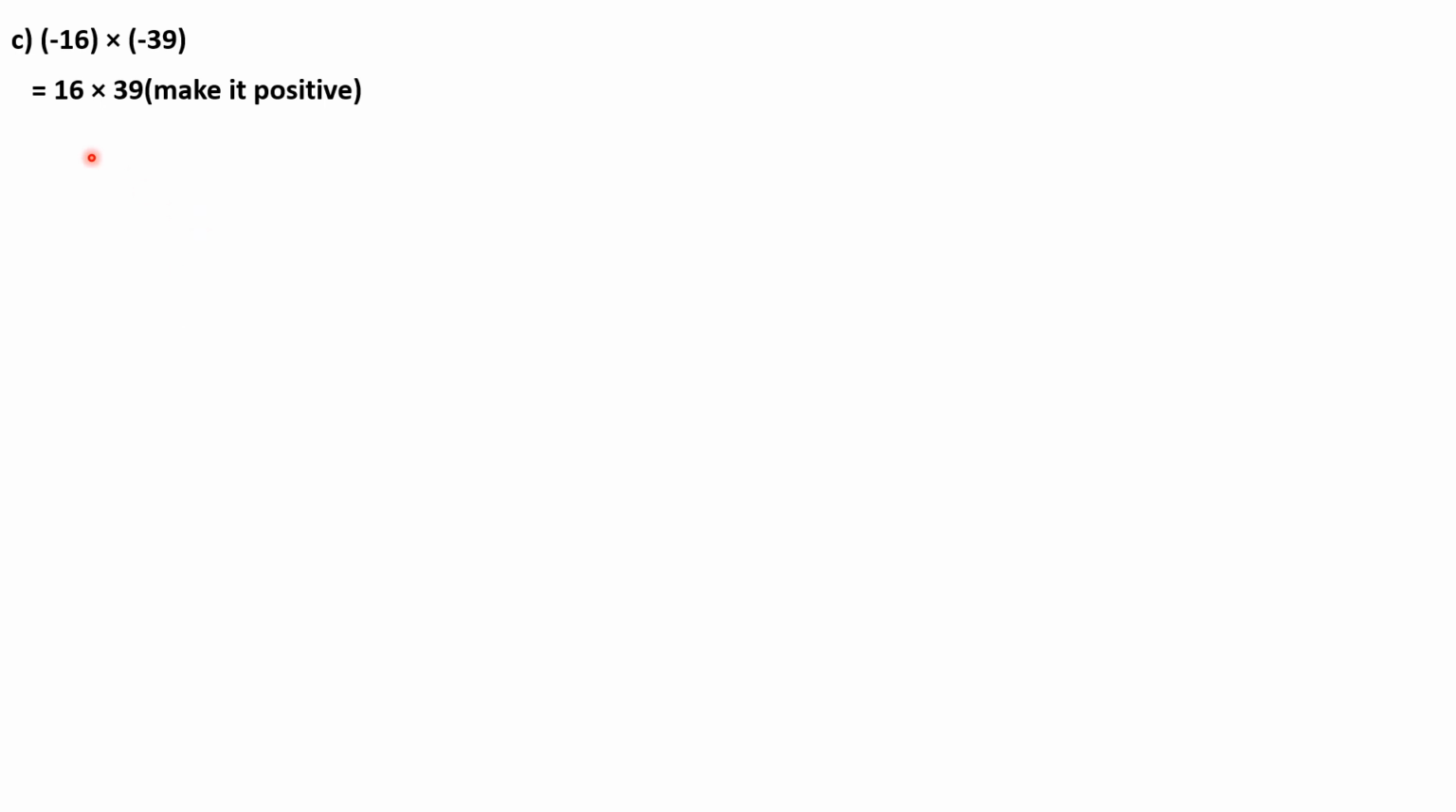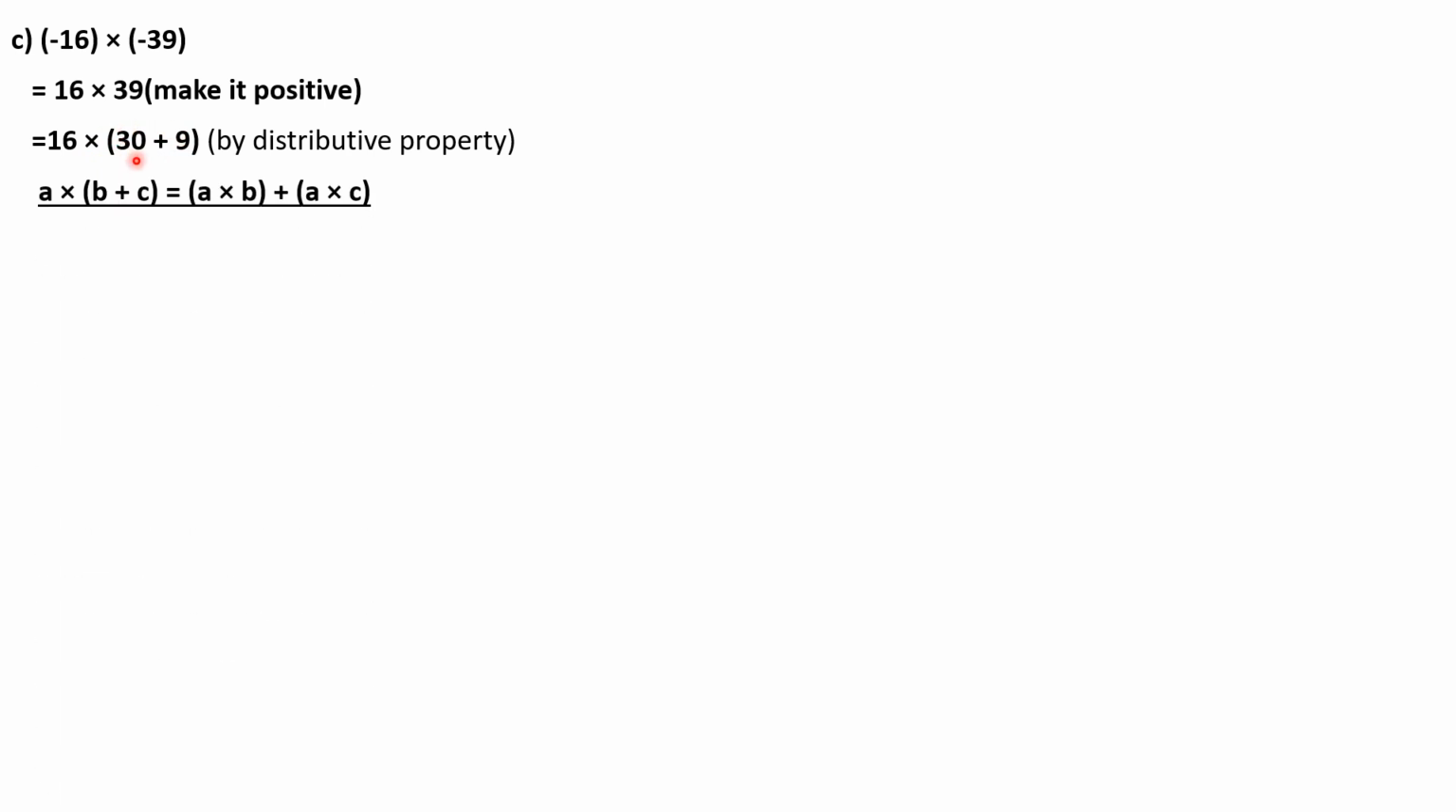Now 16 into minus 16 into minus 39. First, to avoid confusion, let us make this positive. After making this positive, I am going to convert this 39 as 30 plus 9. So again, which form is given? Now the left hand side form is given, that is A into (B plus C). So my answer should be in the right hand side form, that is A into B plus A into C.